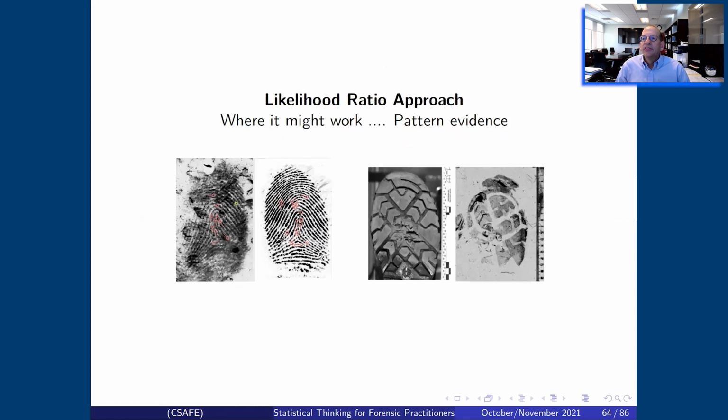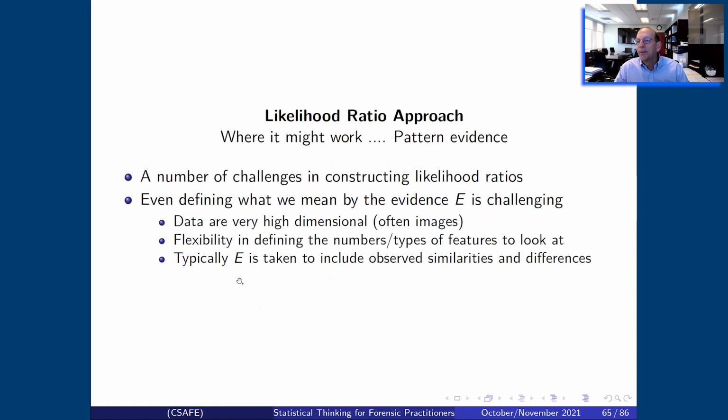The challenge, though, is what the data look like. The data in most of these settings is image data. We have a latent print on the left and a known print on the right, or a crime scene impression on the right, and a known shoe on the left from which we can make a test impression. Those are the comparisons. So that doesn't look like a histogram of measurements, does it? So likelihood ratios are going to be more challenging for pattern evidence.